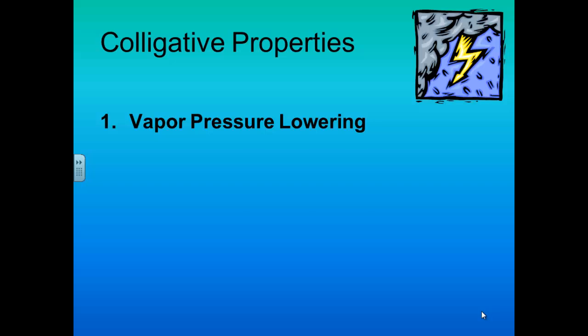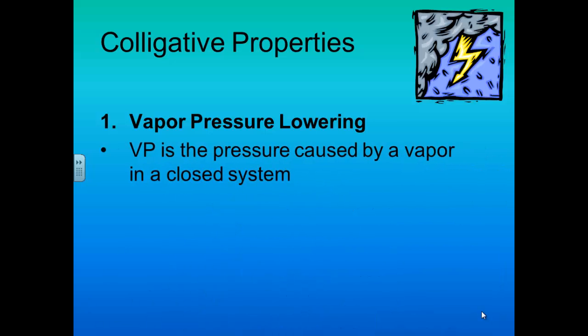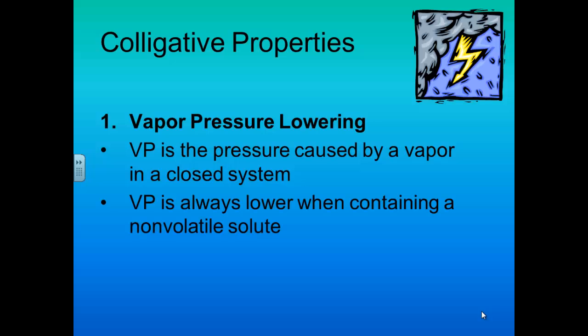If you have a solution instead of a pure substance, the vapor pressure is going to be lower than the pure substance. And here's a reminder, the vapor pressure is the pressure caused by a vapor in a closed system. So in other words, in a container with a lid. If you have a solution instead of a pure substance, the vapor pressure of that solution will be lower than it would have been for a pure substance.